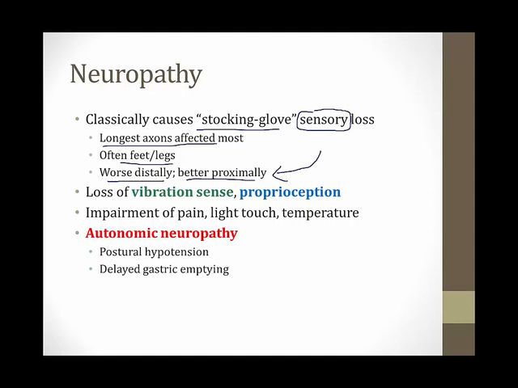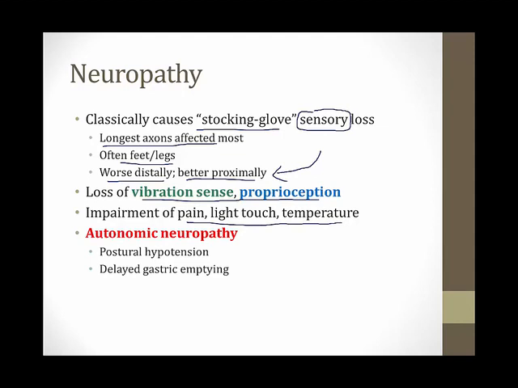In a vitamin B12 deficiency, the lower extremity will be affected equally. In diabetic neuropathy, as you move more proximally up the leg, the sensation will improve. Typically, patients lose vibration sense and proprioception first. Later, there can be impairment of pain, light touch, and temperature.